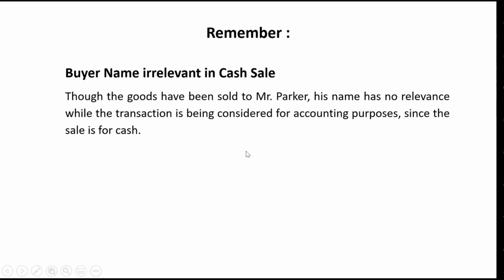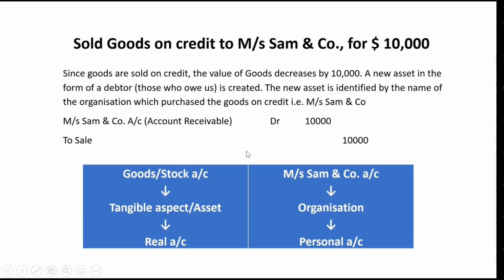Okay. So next we have sold goods on credit to Messrs. Sam and Company. So $10,000, this is the amount, and we have sold goods, but we have not received money from Messrs. Sam and Company. Definitely in future we will receive money from him, right? So when we receive money from him, definitely it will be accounts receivable for our company, and will come on the asset side of the balance sheet.